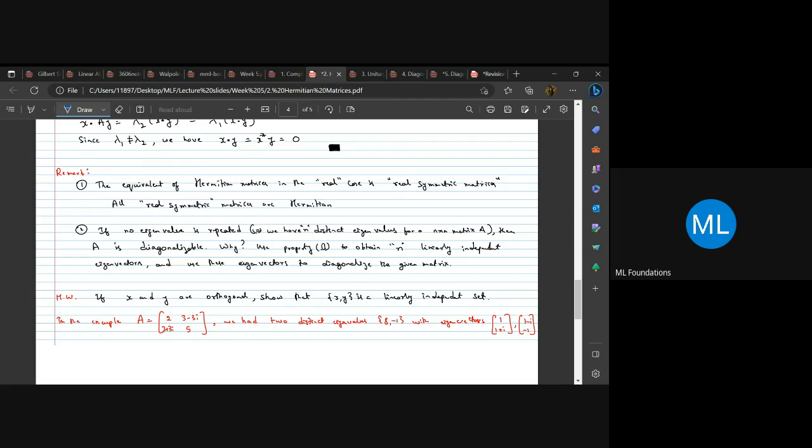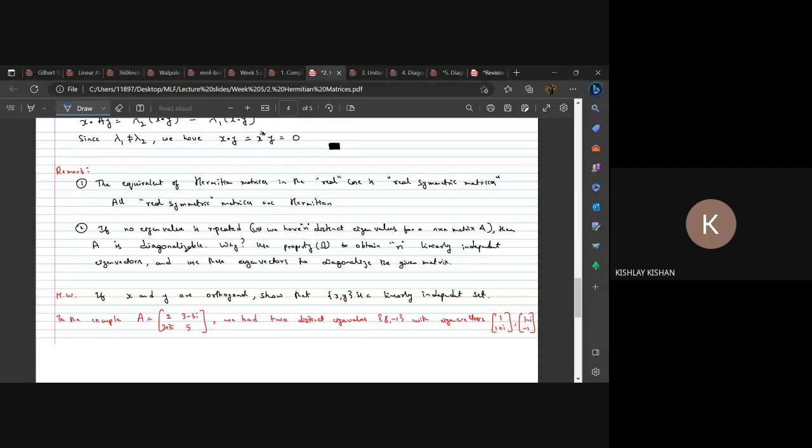Hold on. I think it's not related to quiz 2. Yeah, but it's good to check. It is in the Hermitian matrix properties only, so it is in quiz 2.